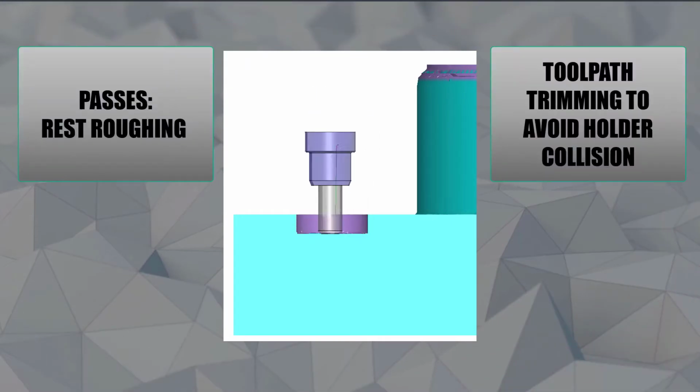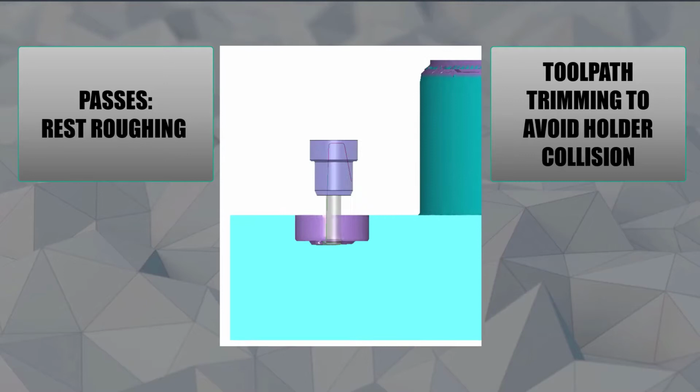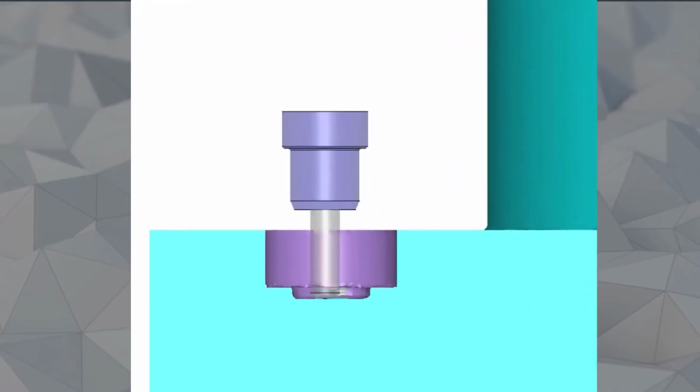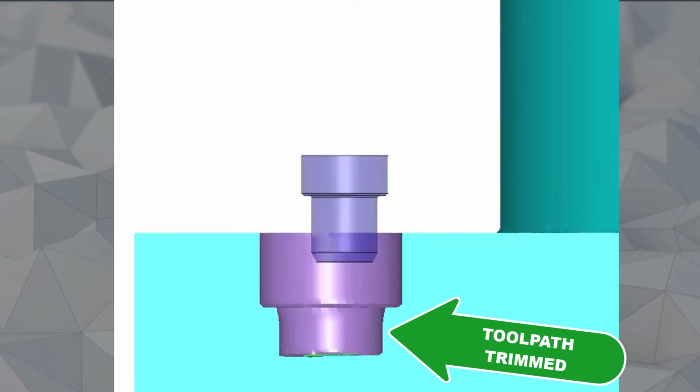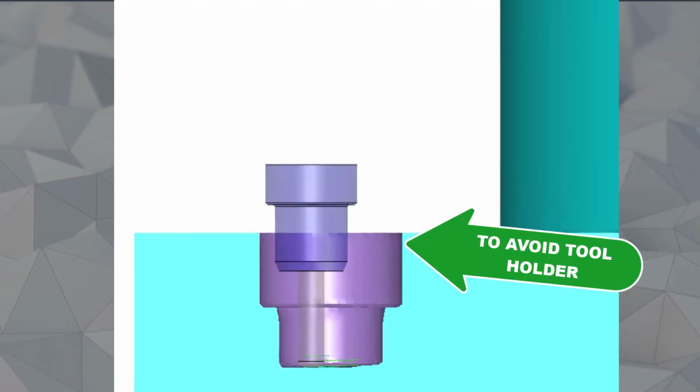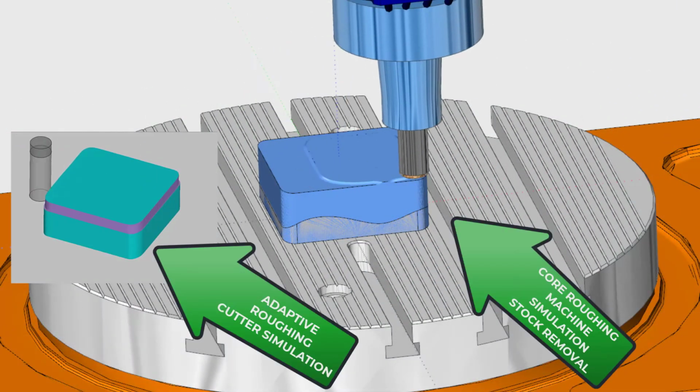This tool has been roughed in, and these passes are rest roughing the previous cut. With collision detection and gouge checking, the tool path is automatically trimmed and holder will not gouge your part, as shown here. This next clip shows 2 high-speed machining roughing strategies.